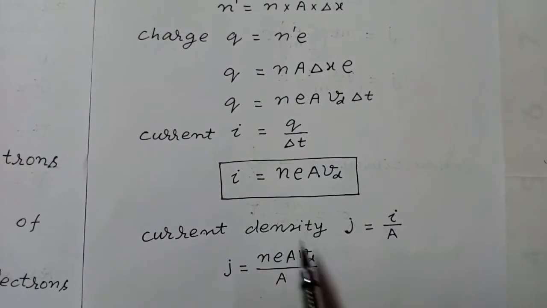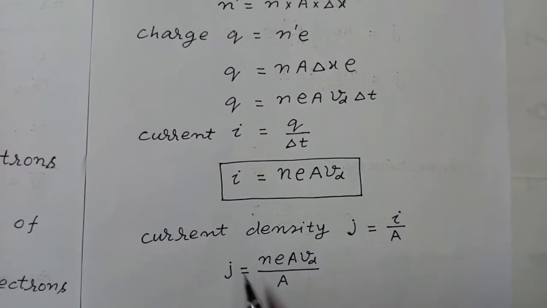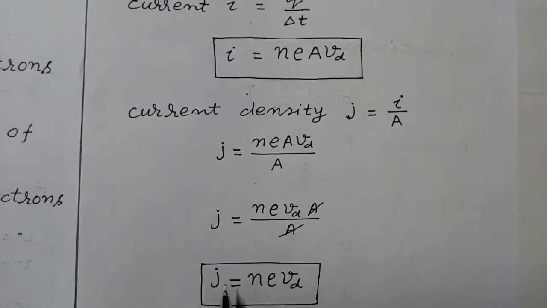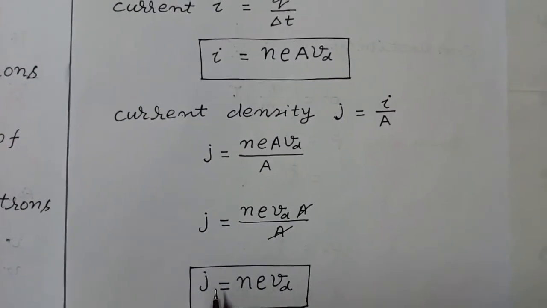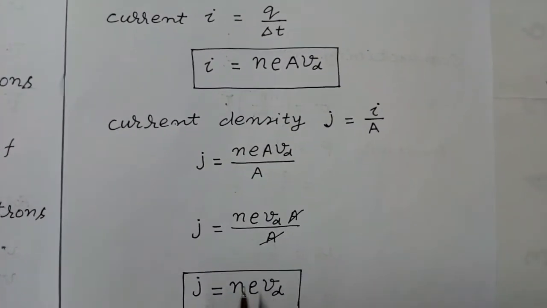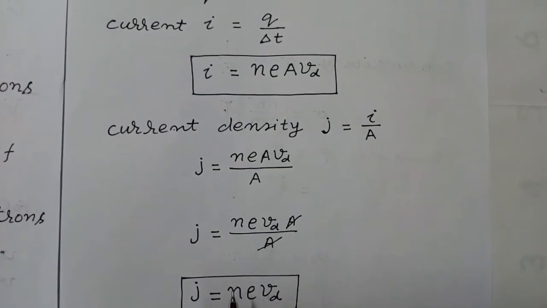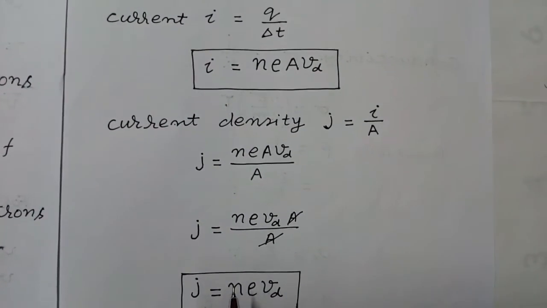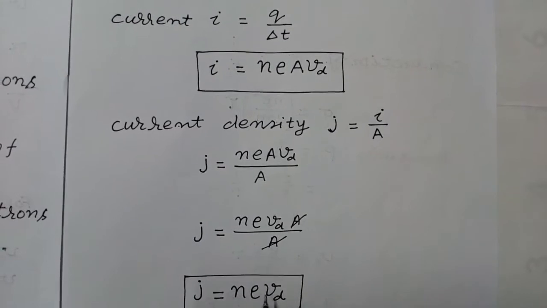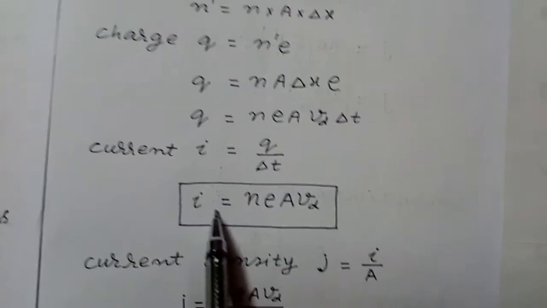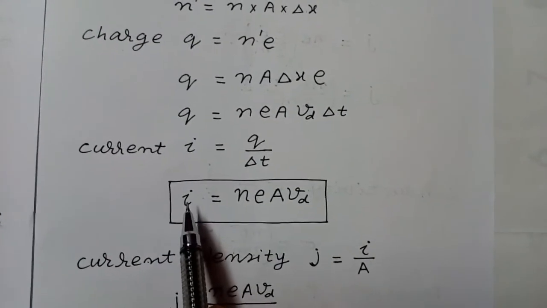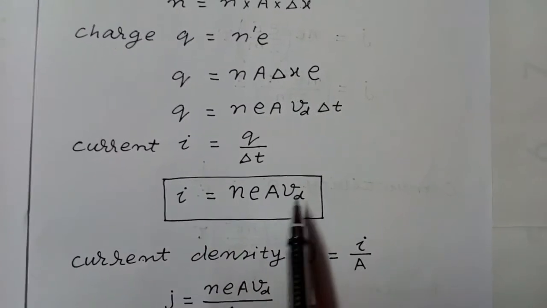So current density J is equal to I upon A. So J is equal to neA Vd upon A. Therefore current density J is equal to neVd. So this is the relation for current density in terms of number density of electrons, by number density meaning free electrons in unit volume, charge of electron and drift velocity. And this is the formula for current. This is the relation between current and drift velocity.